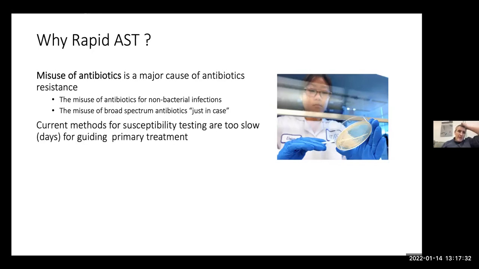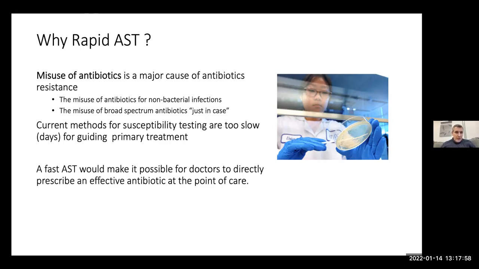And why is it like this? One part of the reason is that the current methods for susceptibility testing are too slow for guiding the primary treatment. So plating cultures takes days, and the doctor wants to prescribe something directly to the patient, and then it's too late, right? If we had a fast AST, it would make it possible for doctors to directly prescribe an effective antibiotic at the point of care, so ideally already at the primary care center.